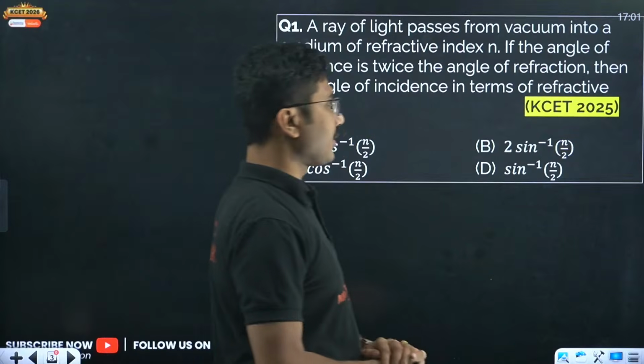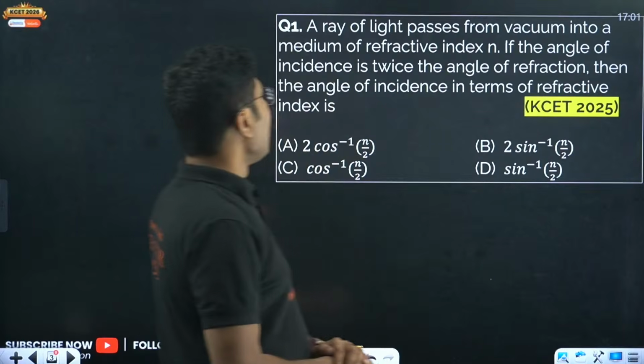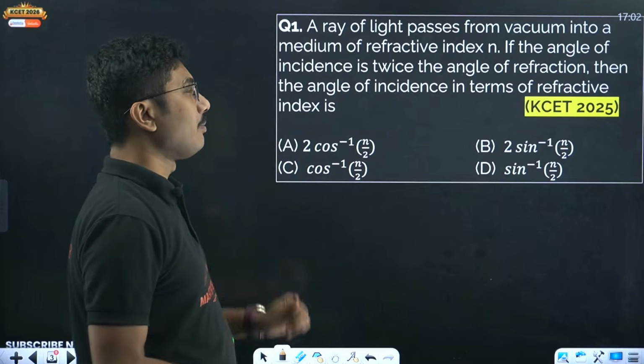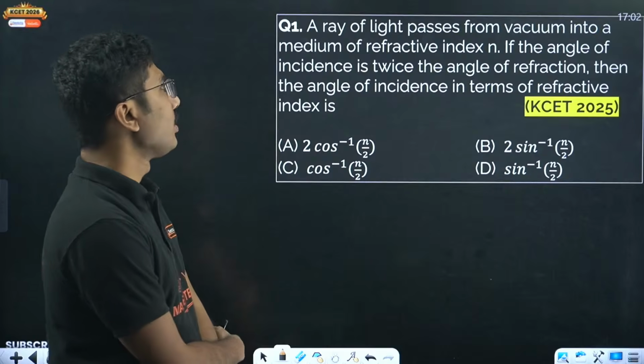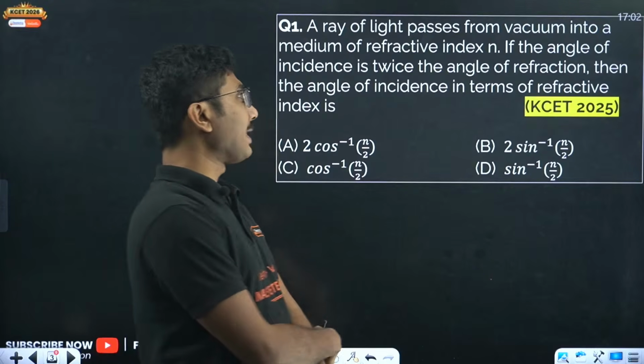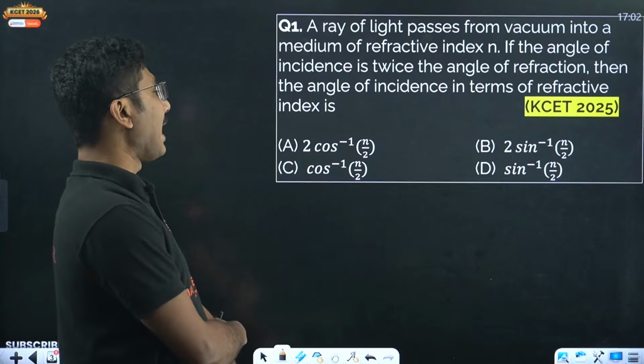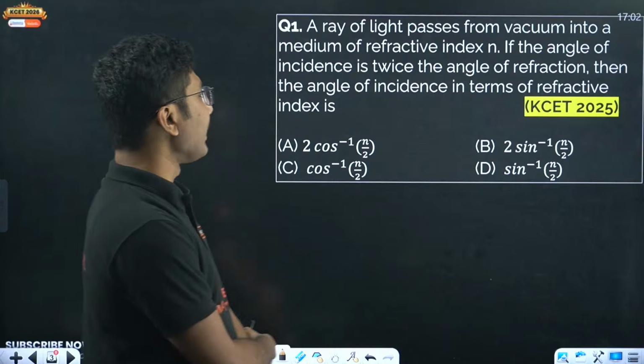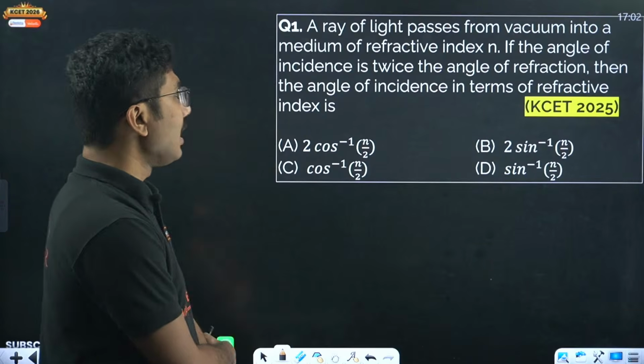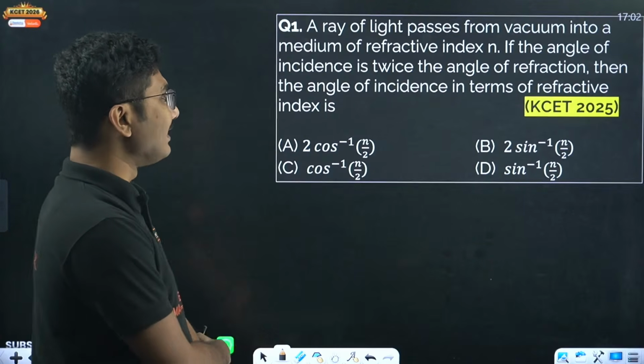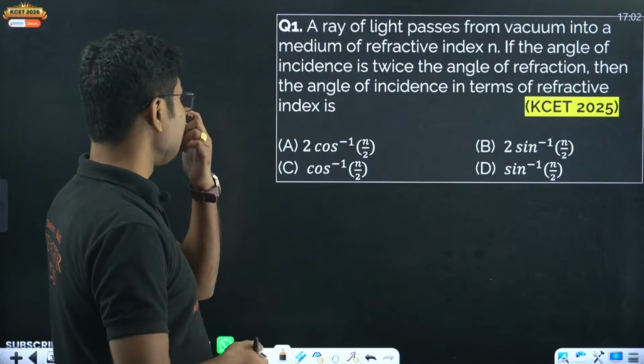So the first question of the day: a ray of light passes from vacuum into a medium of refractive index n. If the angle of incidence is twice the angle of refraction, then the angle of incidence in terms of refractive index is.